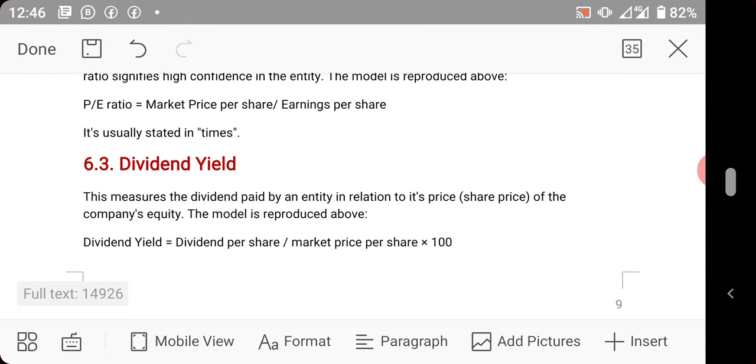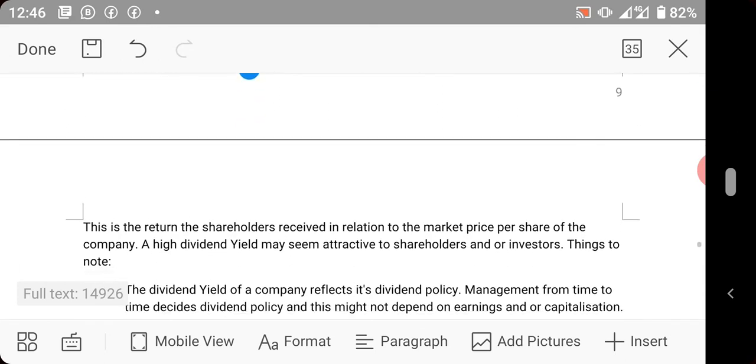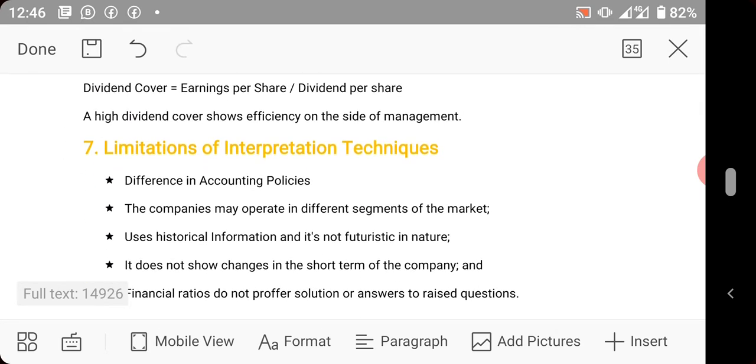We now have dividend yield. Dividend yield is simple to calculate. It talks about how much the dividend is yielding, you understand, as a percentage of market price per share. It is calculated by dividing dividend per share by market price per share. Now that is that for investor ratios. We now look at limitations of the interpretation technique.